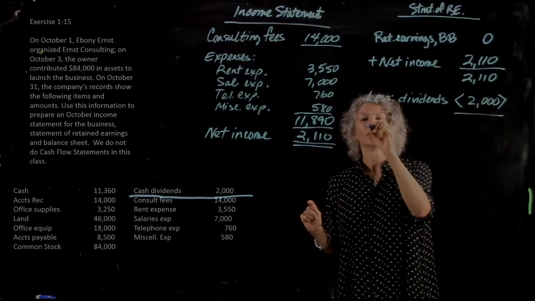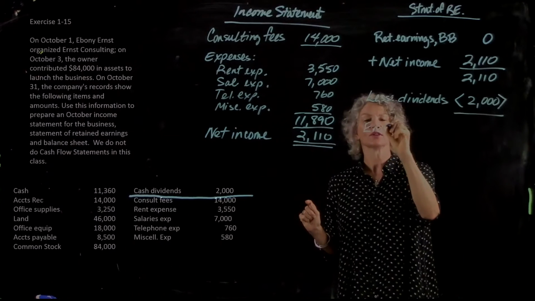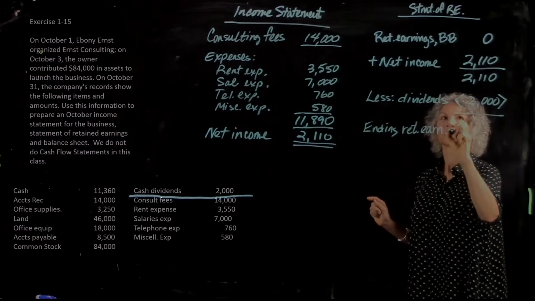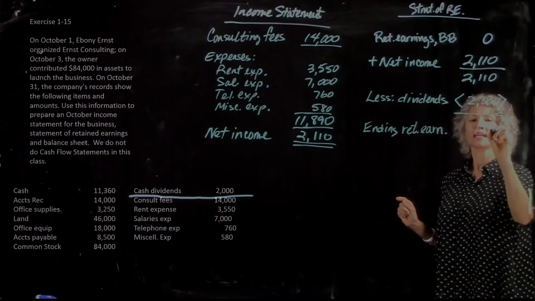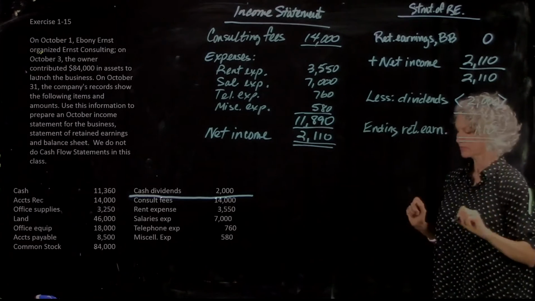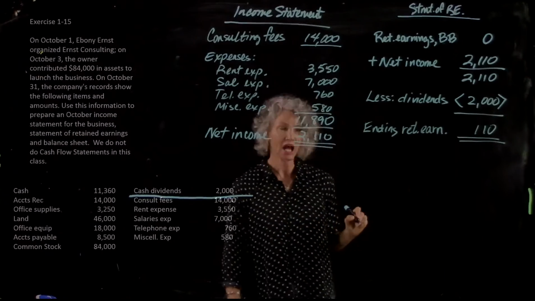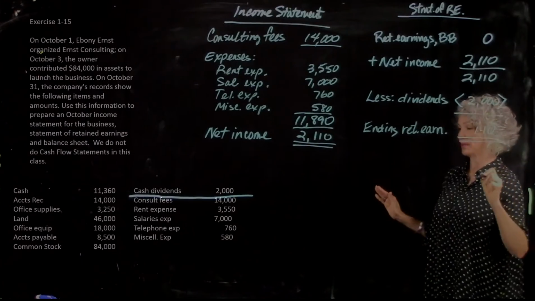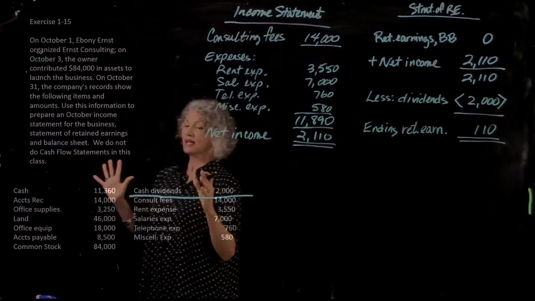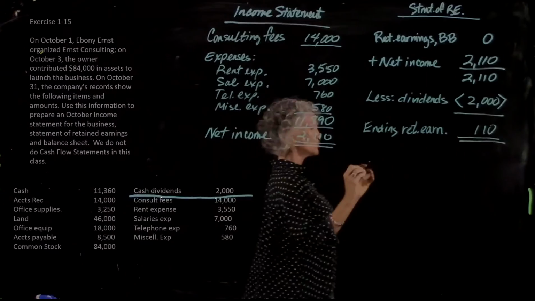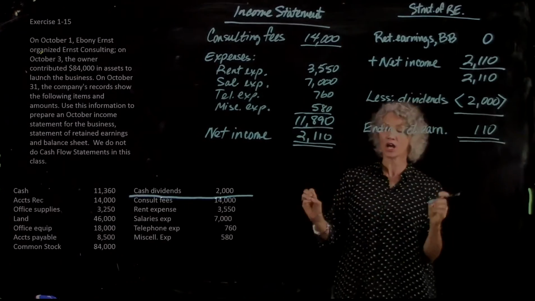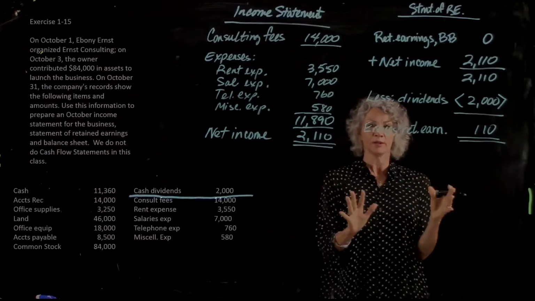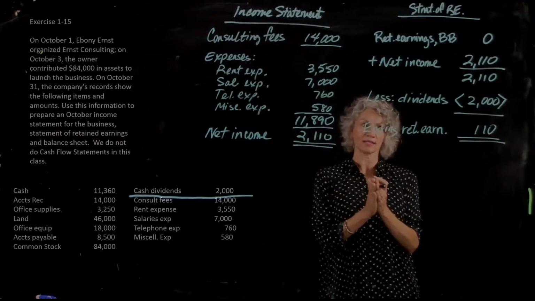So our ending retained earnings is 110. Okay, and that's good because I am going to need this number to make the balance sheet balance, okay? Because we used revenue and expense accounts. We did not just increase equity every time we made money or lost money, okay?